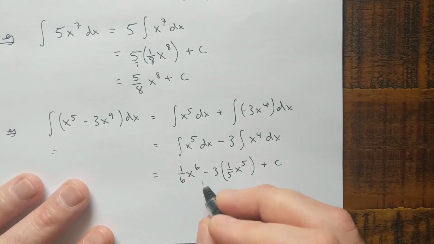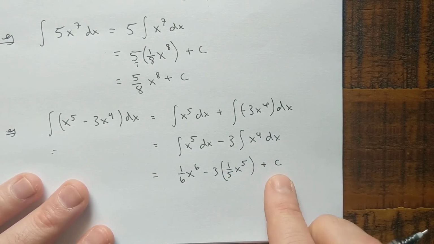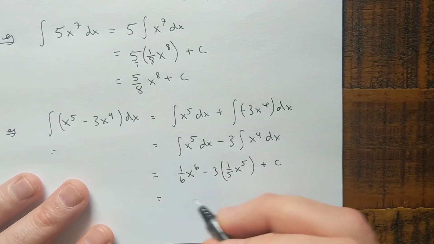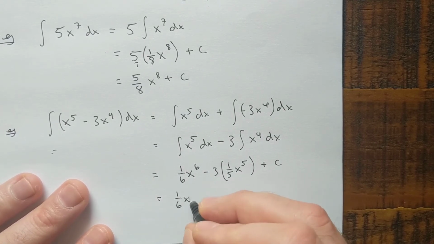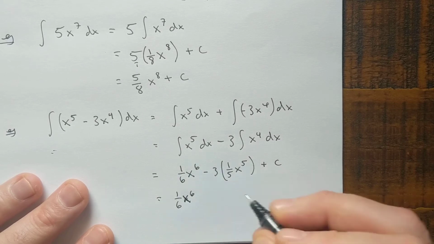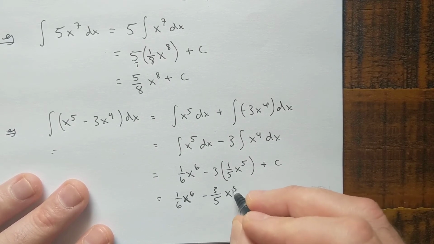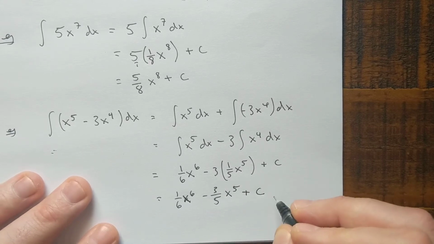So instead of doing one for each individual integral, I'm just going to pull one out here at the very end. Okay. So then I have 1/6 x to the 6th, no simplifying there. But here I can simplify it a little bit and call this -3/5.